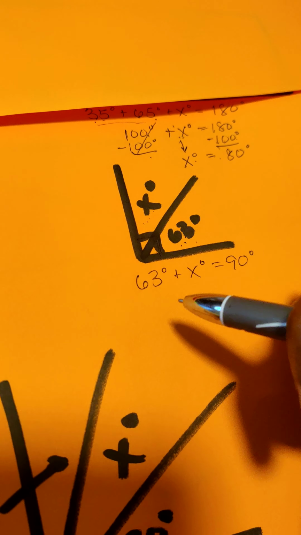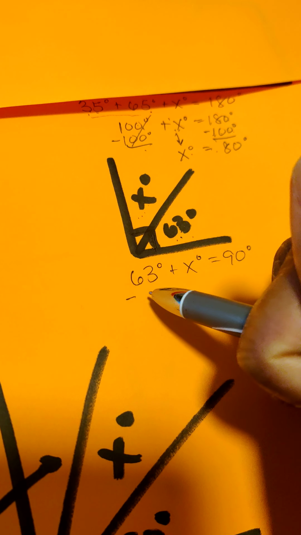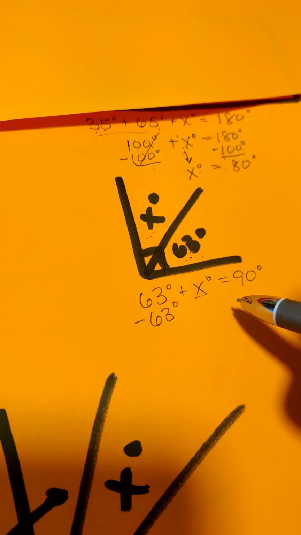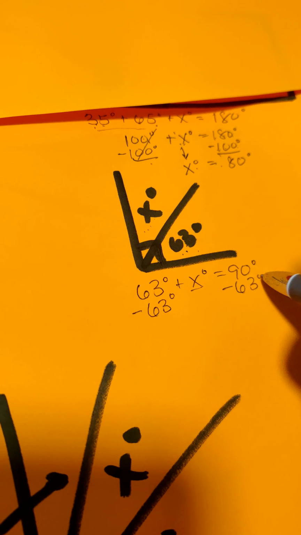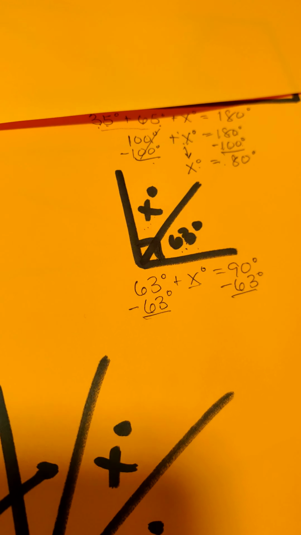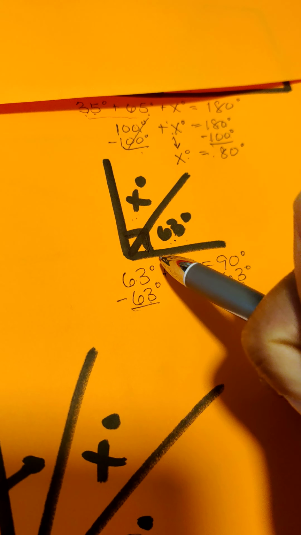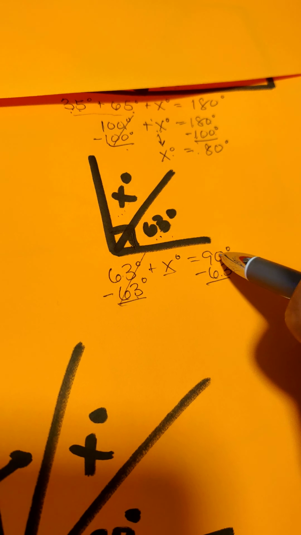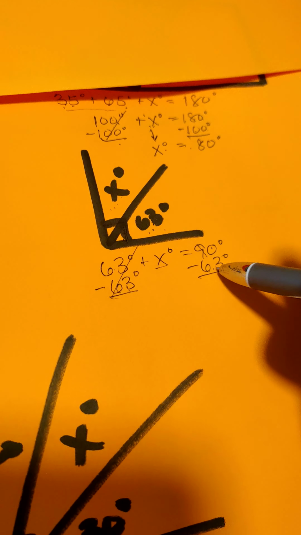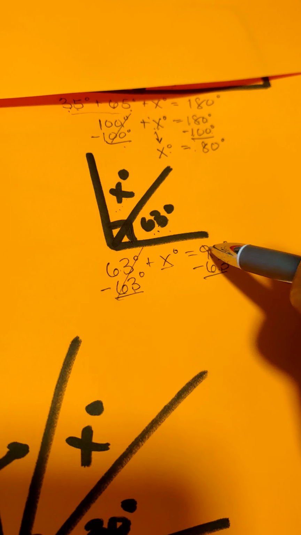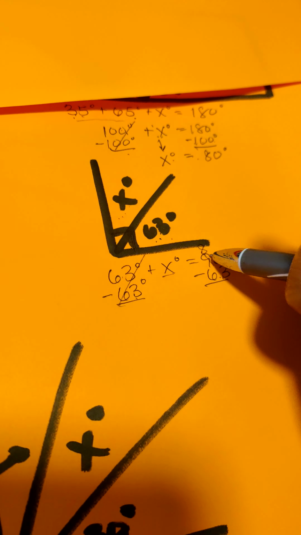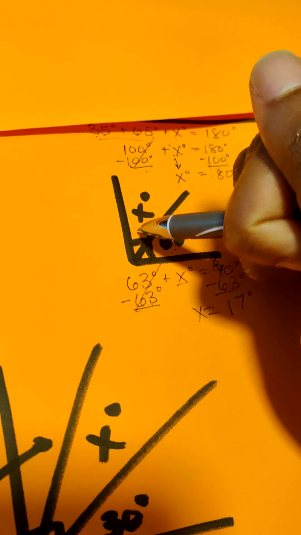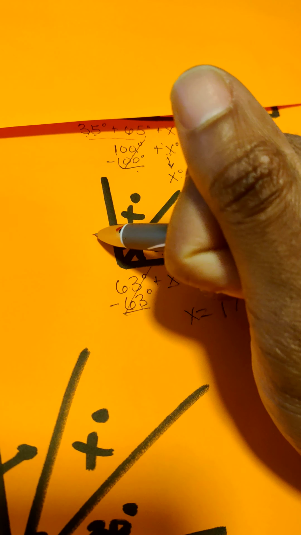So again, using algebra to isolate our variable, take away what's preventing the variable from being by itself, and make sure you do it in a balanced way. Otherwise, you won't have a good outcome. 63 minus 63 cancels out. Now we do the same thing over here. Take away 63 from 90. I can't take 3 ones from 0, can I? So I have to regroup. Basic subtraction here. X is equal to 17 degrees. So this angle over here is 17 degrees.